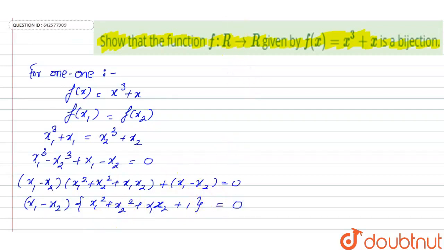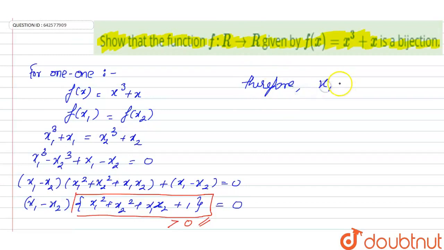As you can see here, x1 square plus x2 square plus x1 x2 plus 1 will always be greater than 0. It will always be greater than 0. Therefore x1 minus x2 will be equal to 0, since the other factor is always greater than 0. Therefore we will not equate it to 0. Since x1 minus x2 is equal to 0, we can say x1 is equal to x2.